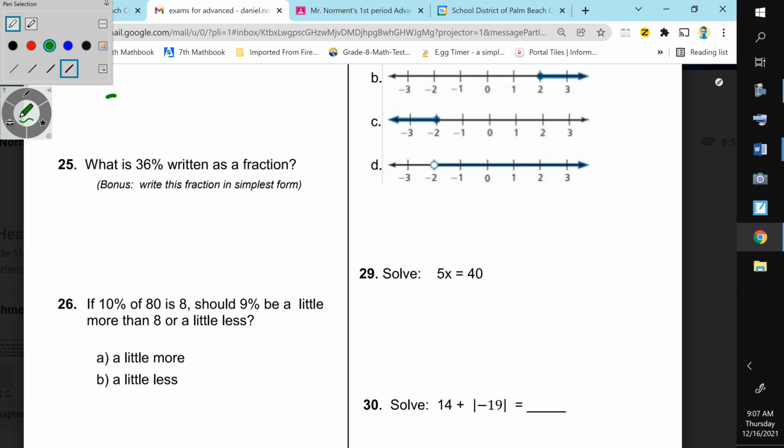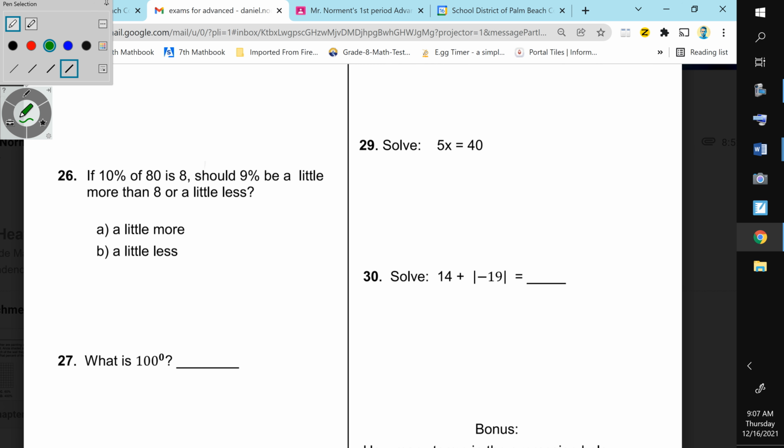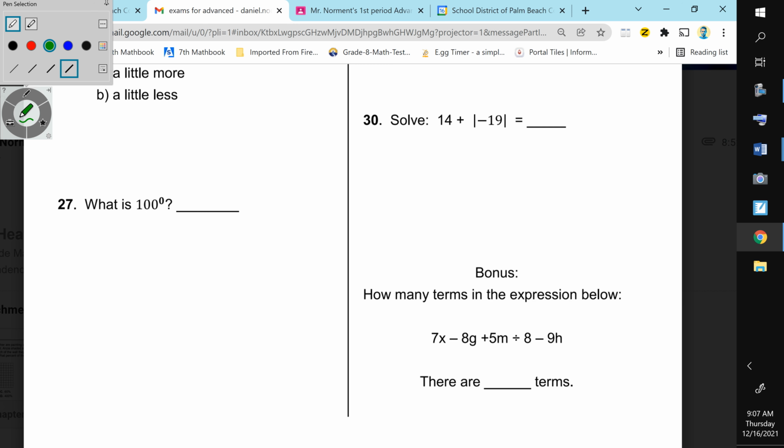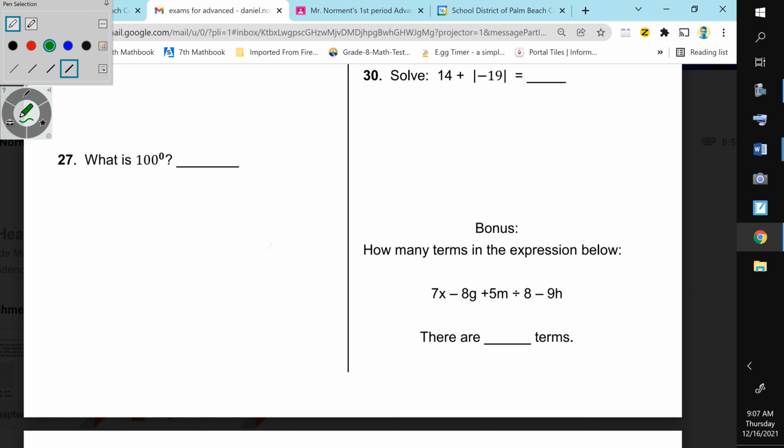Number 25. 36% written as a fraction, that's 36 over what number? Please don't miss that. Look at your study guide if you think you don't know it. 10% of 80, 10% of 80 is 8, which is true. Should 9%, which is a little bit smaller than this, be a little bit more than 8 or a little bit less? Hopefully you can use your brain and figure that out. 27, you get no help. We've done that so many times.